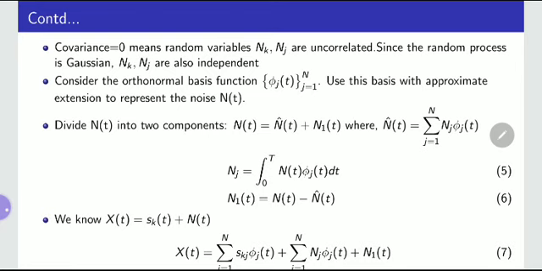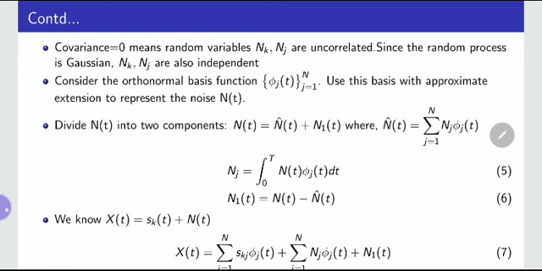We have seen that the random process requires infinite dimensions to represent. So now we will use this basis as an approximate expansion to represent the noise n of t. We will write n of t as n cap of t plus n1 of t, where n cap of t is the projection of the noise n of t in the capital N dimensional signal space spanned by phi j of t. So we can write n cap of t as sigma j equal to 1 to N of nj into phi j of t.